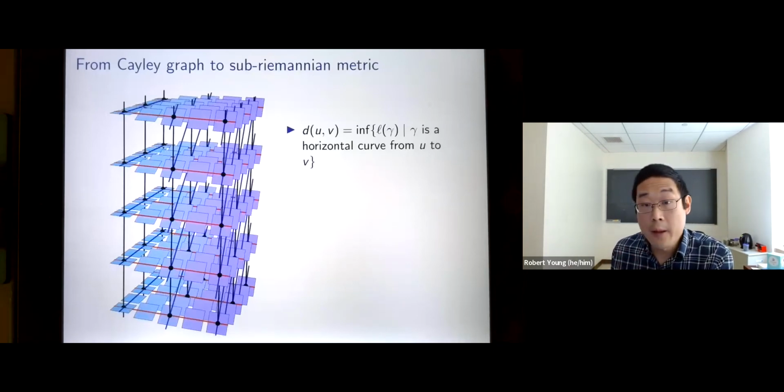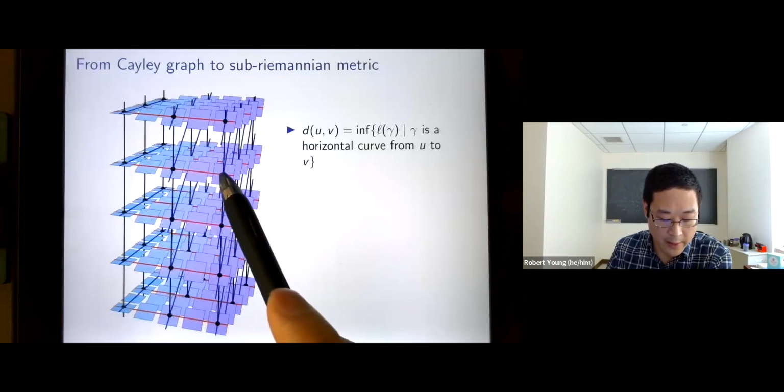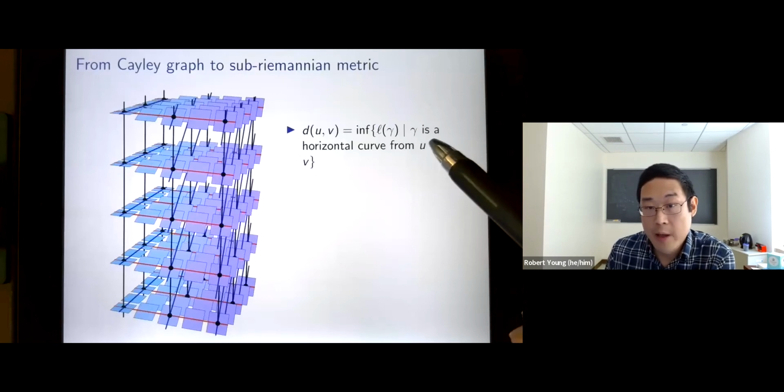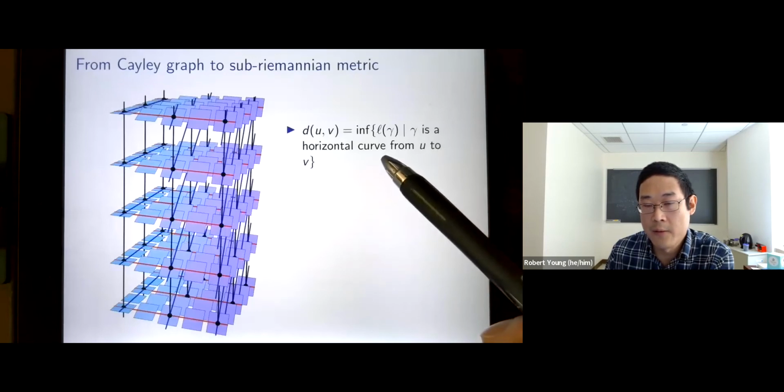The only difference is that because some of our vectors now have infinite length, in order for a curve to have finite length, it has to stay in these tangent spaces. The tangent vector always has to be horizontal. If so, we can use the metric to define the length of that curve. A curve where the tangent is always horizontal is called a horizontal curve.